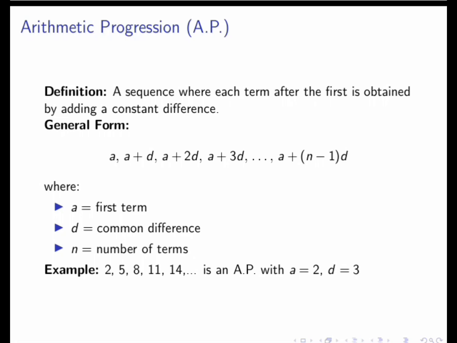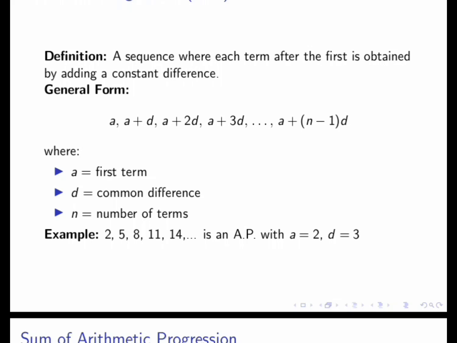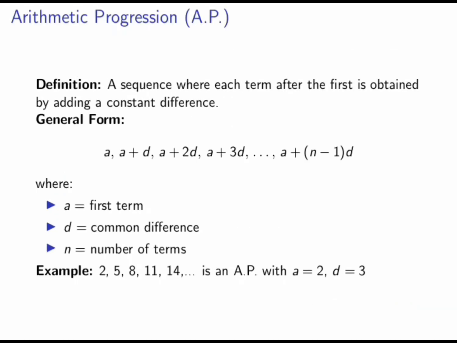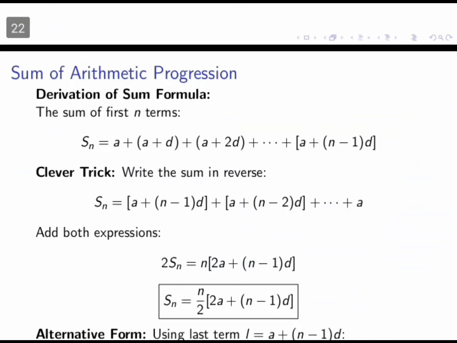So we have the first term, we have the common difference, we have the number of terms. Example: 2, 5, 8, 11, 14 is an AP. The reason why it is an AP is because there is a common difference, right? There is a specific pattern. That is why it is called progression. There's a specific pattern, which is 3, which is the common difference, and the first term is a, right? So that is that.